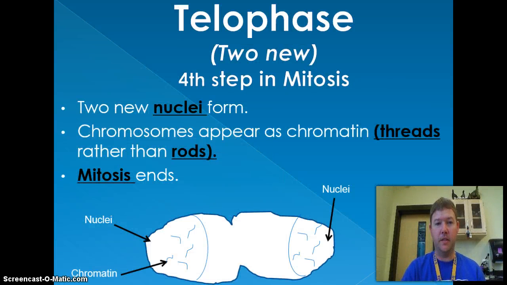Now, telophase. Remember, this is our fourth step in mitosis. T stands for two new. We now can actually start to see the two new cells forming. So we have two new nuclei that have formed. Here's a nucleus at this end, a nucleus at this end. Our chromosomes now appear as chromatin, which is threads rather than rods, and we can see those. There's your chromatin now appearing as thread instead of the rods. And mitosis has officially ended.